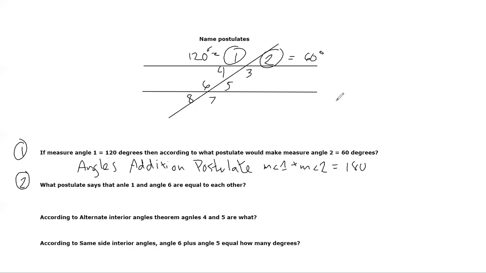Let's look at question number 2. What postulate says that angles 1 and 6 are equal to each other? Hey, look at that. Angle 1 and angle 6. Well, that looks familiar, right? I hope so. These are what kind of angles? Let's go back. Nope, not there.